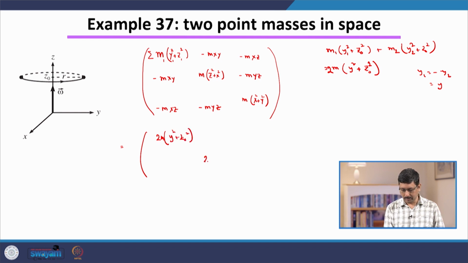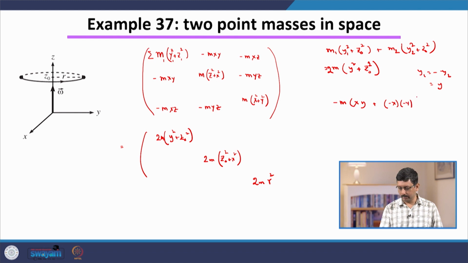So, then by symmetry the other diagonal elements will be, and this will be x square plus r square for both of them. So, that will be r square. Now, this term will become the minus m x y and minus x minus y. So, this will become minus 2 m x y.